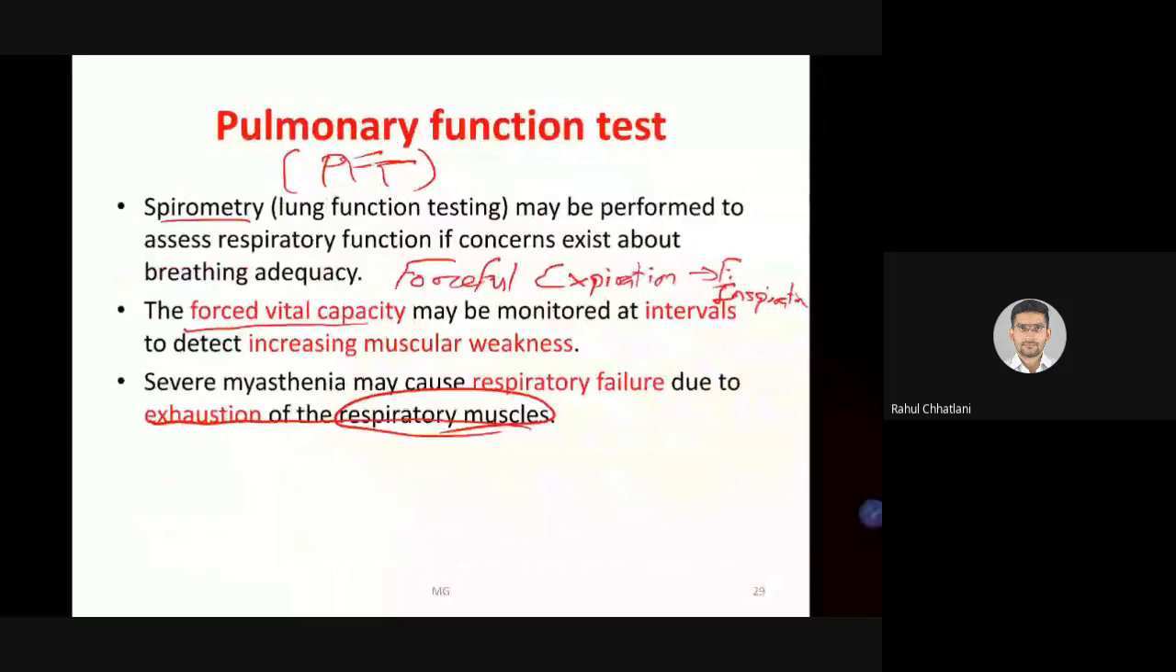Pathological findings we will discuss in the next lecture. Okay. Any doubts till now you have? Please reply with yes or no in the chat.